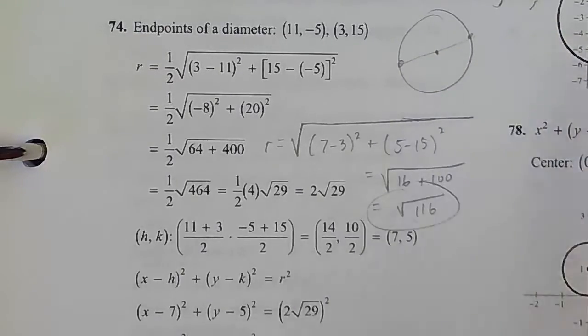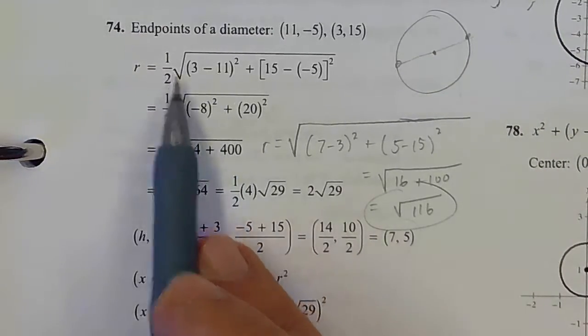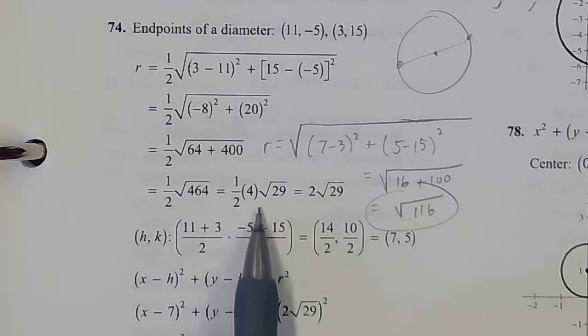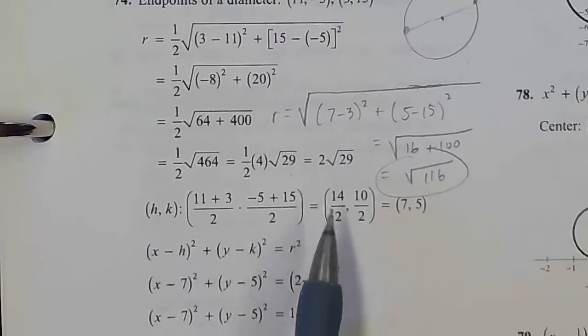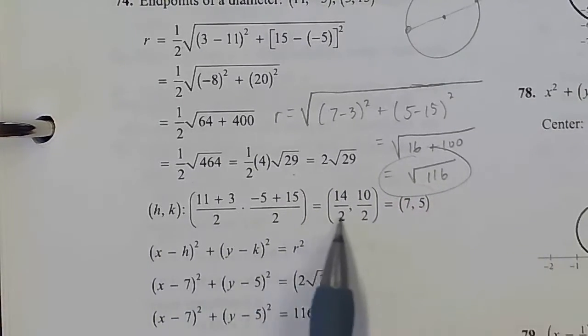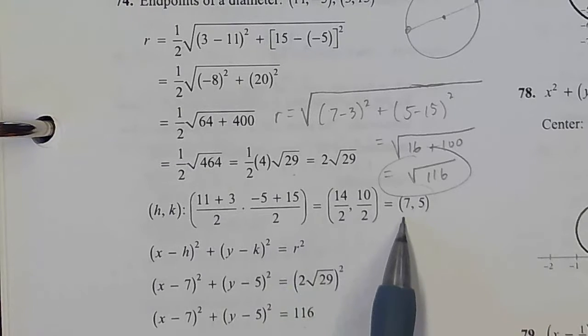The reason I wouldn't recommend that is because then you've got to remember to take half of it, and taking half of this is going to be some advanced simplifying. And you can get there, I just don't recommend it. What I would do is the midpoint first. So if we did the midpoint correctly, you get 7, 5. That becomes the center of the circle.